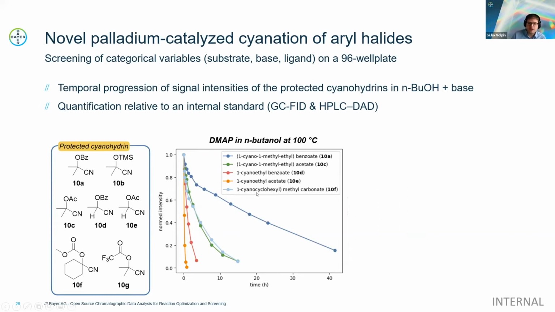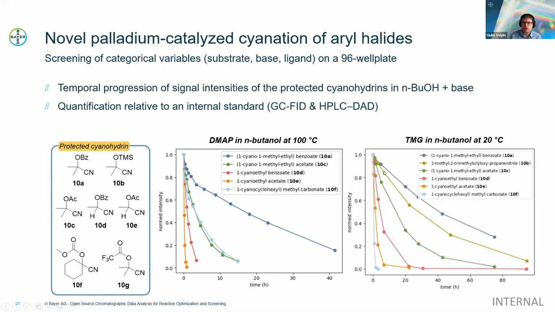in which, for example, 10E, the acetate here, is extremely quick to decompose, whereas with the stronger base, so in this case TMG and butanol at 20 degrees, we saw a more homogeneous profile, and in this case 10F, right, the bulky carbamate, is actually the quickest one to decompose. So this is, of course, not immediately clear just by looking at the structure. And so it's important to be able to run these experiments in parallel efficiently and analyze the data efficiently.